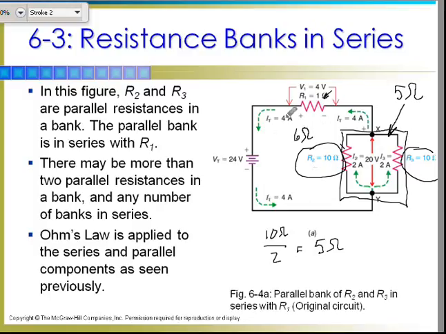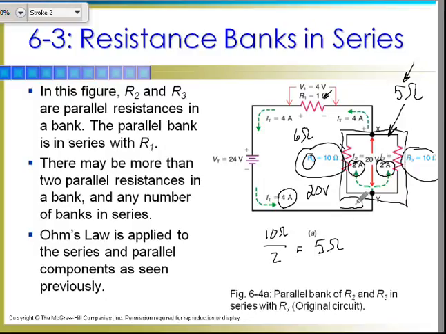My current for the series circuit is then 24 volts over 6 ohms, or 4 amps. For this 5 ohm resistor, 5 ohms times 4 amps, my parallel voltage now is 20 volts, which means R2, 10 ohms, sees 20 volts. R3, 10 ohms, sees 20 volts. 20 volts divided by 10 ohms, that branch is going to see 2 amps. Same thing over here, that branch is going to see 2 amps.